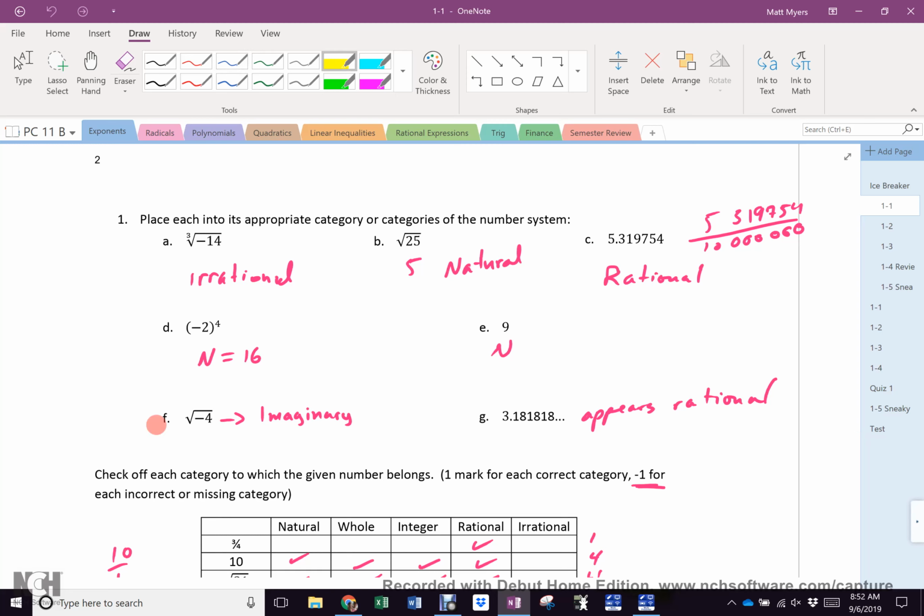This one is troublesome because, of course, we only talked about imaginary numbers. I didn't actually put it on the chart because you can't have a square root of a negative, because this number doesn't exist in reality.